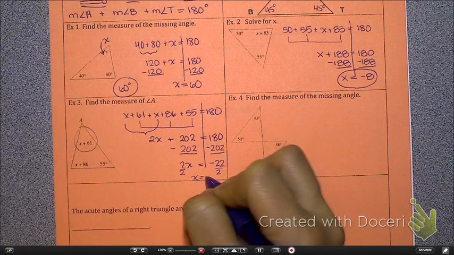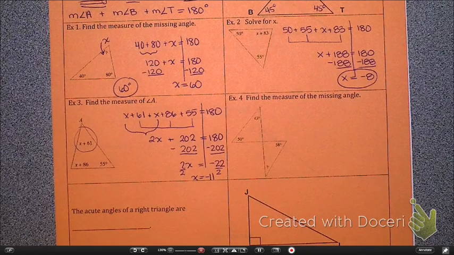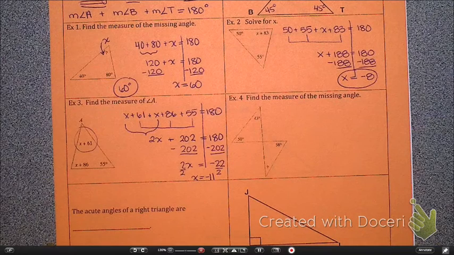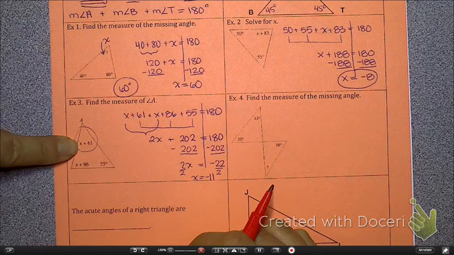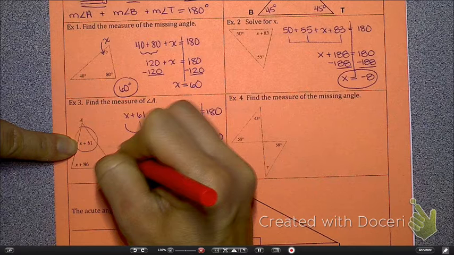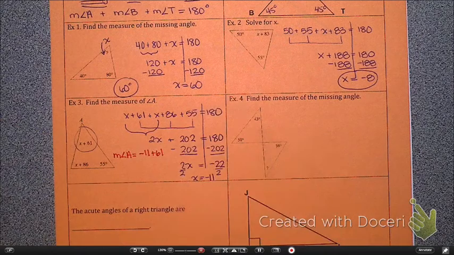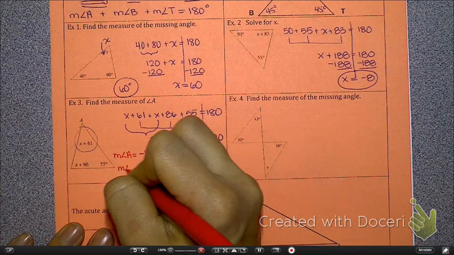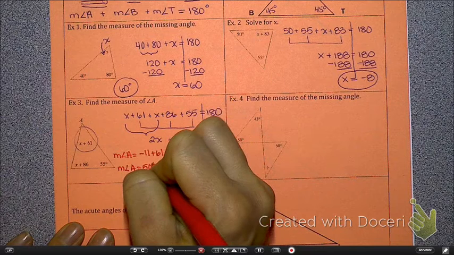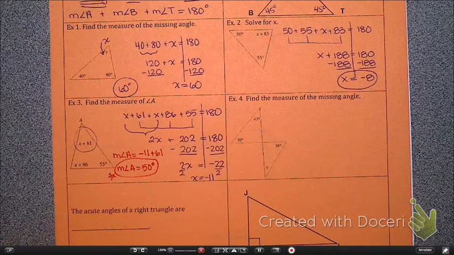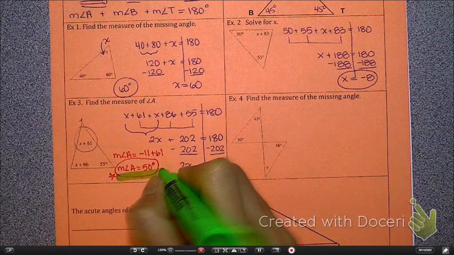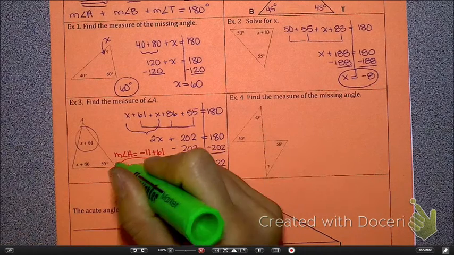Okay. Now, is negative 11 the answer? No. Okay. So to find the measure of angle A, what we need to do is plug negative 11 back in where angle A is. Angle A is right here. So the measure of angle A is going to be negative 11 plus 61. Well, what is negative 11 plus 61? 50 degrees, right? Okay, so this is your final answer right here. Okay, are there questions on that, how we got that right there?